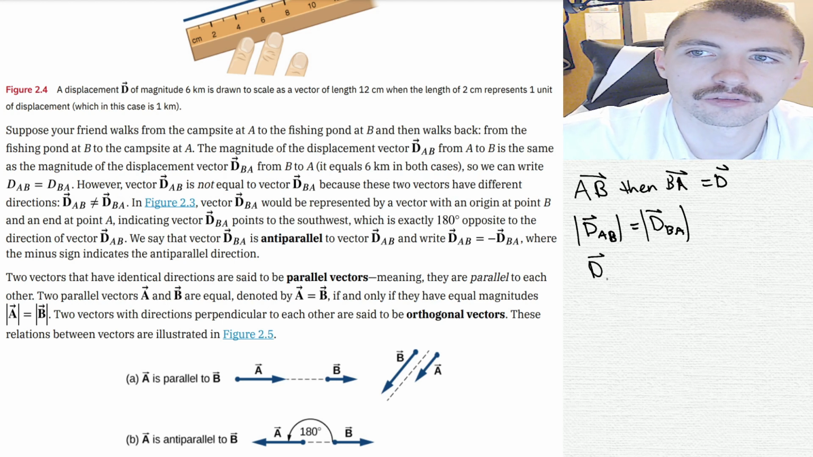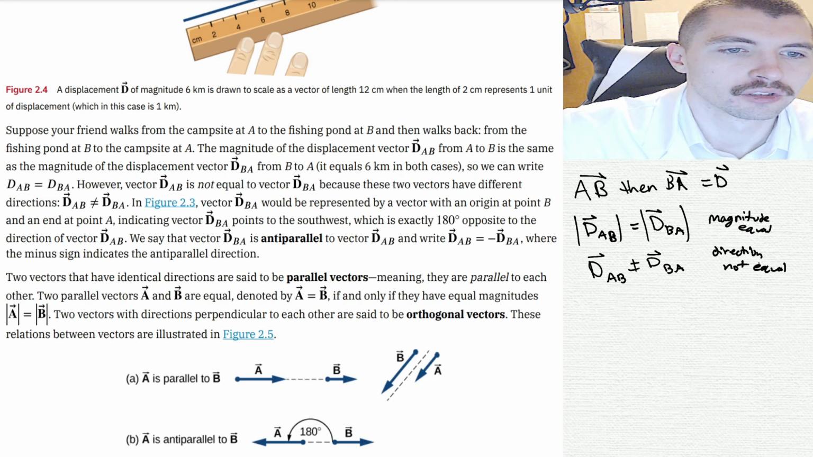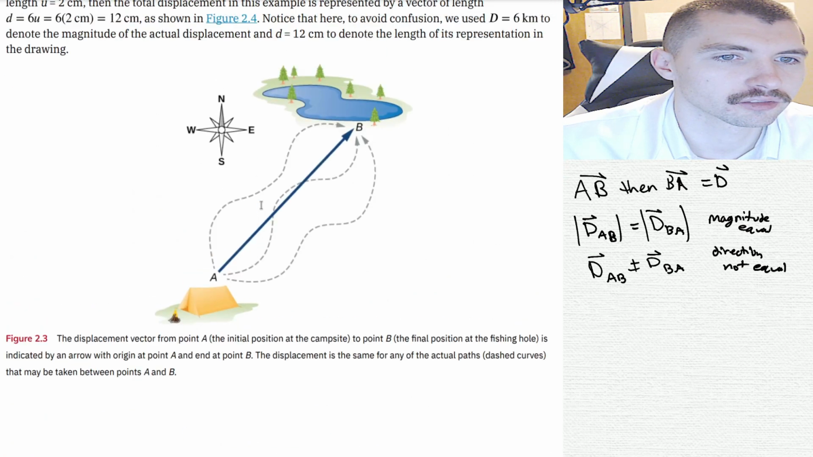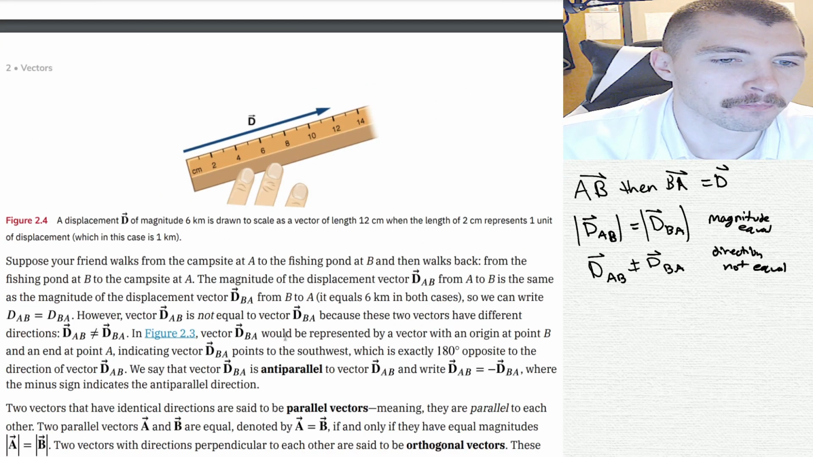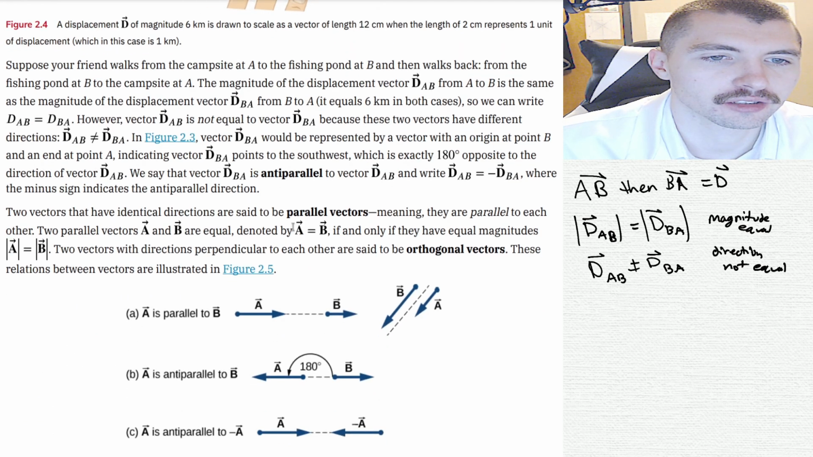Okay. Magnitude equal, direction not equal. So in this figure, BA would be represented as a vector with origin at point B, pointing southwest, which is opposite. We say BA is anti-parallel to AB.